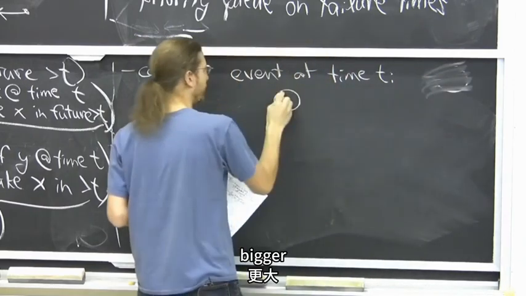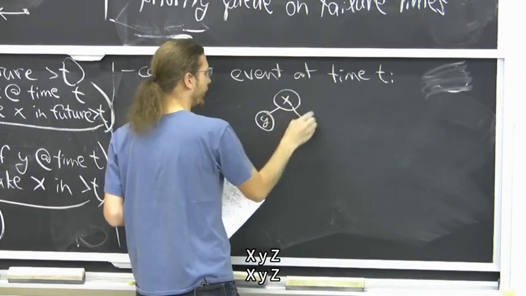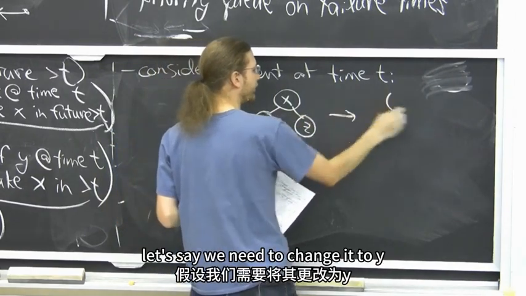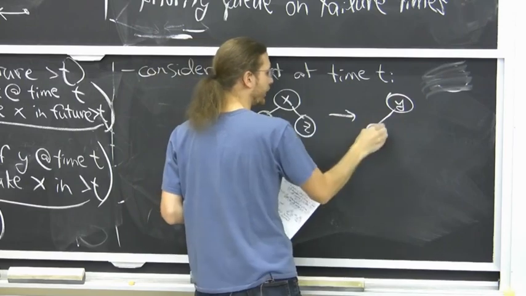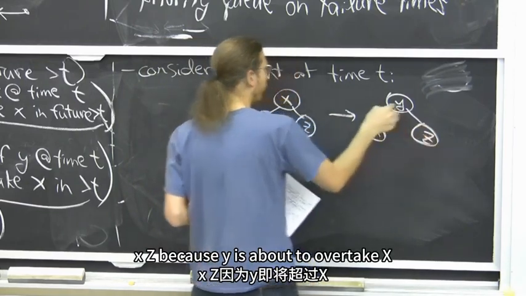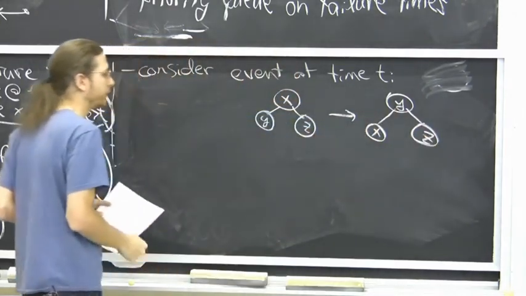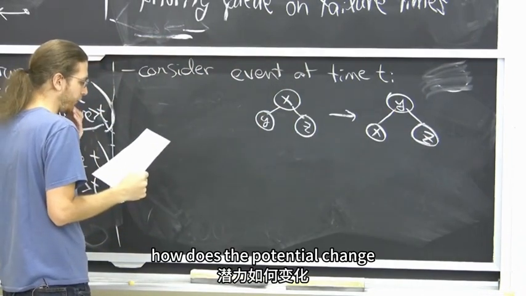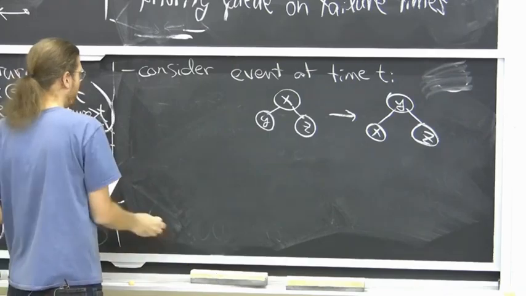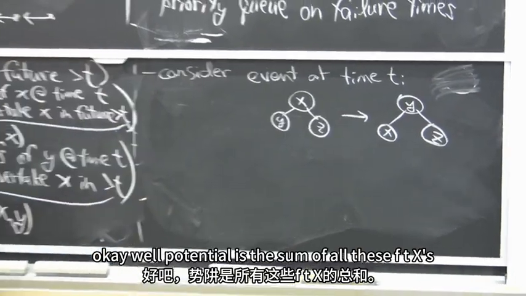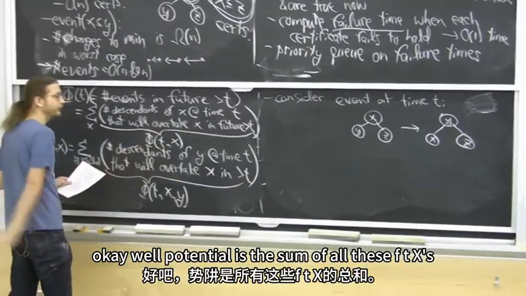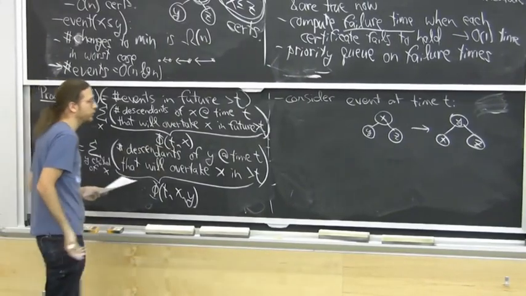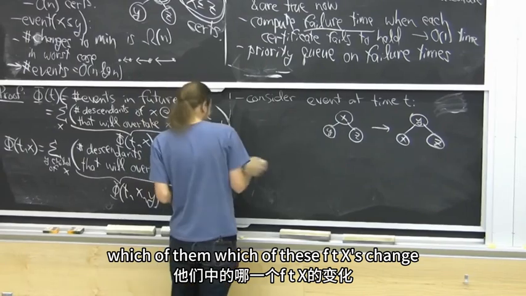A little bigger, x, y, z. Let's say we need to change it to y, x, z, because y is about to overtake x. How does the potential change? Well, potential is the sum of all of these phi t x's. So, which of these phi t x's change?